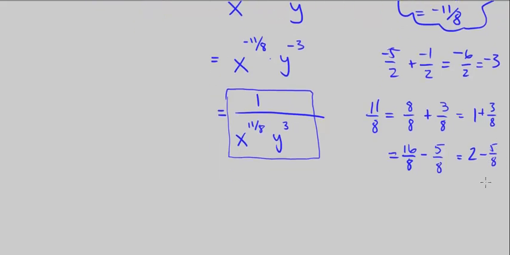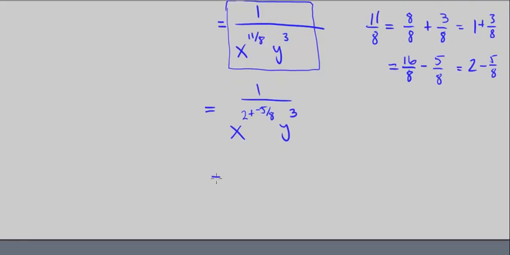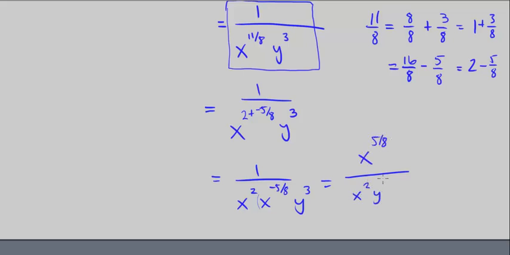Okay, so then I could change this exponent to be x to the power of 2 plus negative 5/8 y cubed. And that's the same thing as 1 over x to the power of 2 times x to the power of negative 5/8 times y cubed. And that's the same thing as moving this one into the numerator as positive 5/8 power, x squared y cubed. Okay?